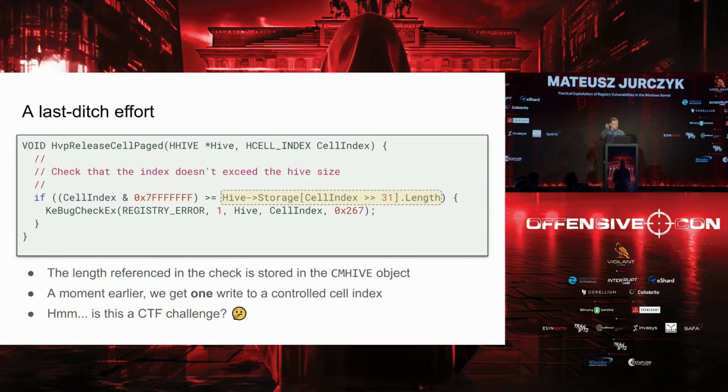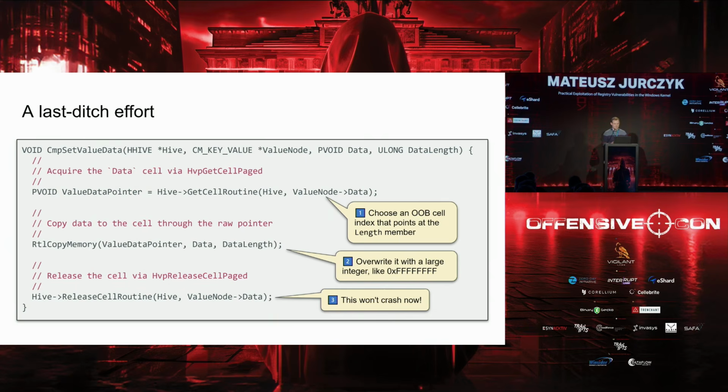So I was scratching my head, and as a last-ditch effort, I started to investigate what is the value that is being used in this bounds check. If you look closely, this value is read from the CM Hive structure. It resides in the CM Hive object, and a moment earlier we get one write to a controlled cell index before we get this crash. So that sounds like a CTF challenge to me. Basically, you get one arbitrary write, and then immediately after something happens and you crash, and you cannot actually exploit the bug. Very CTF-like.